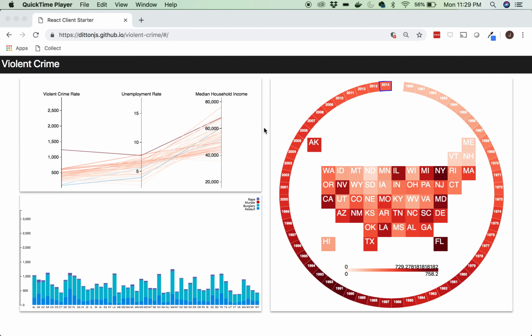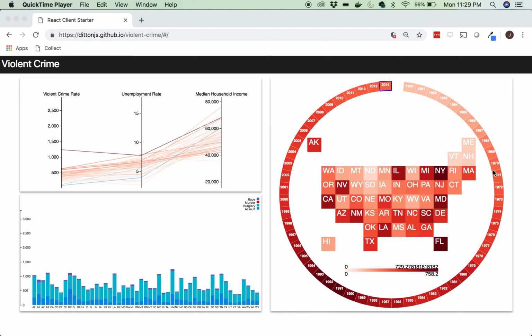Our visualization shows violent crime over time, as well as compared to other societal factors like unemployment rate and median household income. On the right, we have a cartogram that shows each state colored to its violent crime rate. Darker red meaning more violent, lighter red meaning less violent.